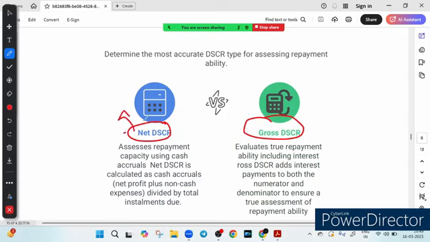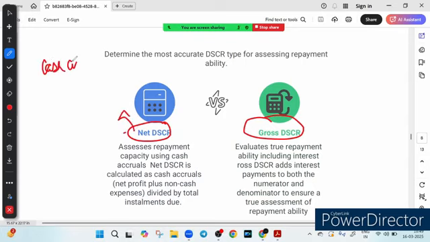If we talk about the net DSCR, it focuses on cash accrual. So you will see in the numerator, cash accrual is written. What is the meaning of cash accrual? Cash accrual means net profit plus non-cash expense like depreciation. Depreciation is an expense, but a non-cash expense. So cash accrual means net profit plus non-cash expense, right?